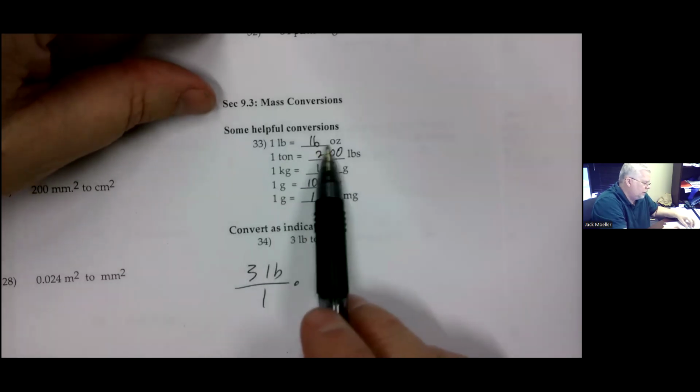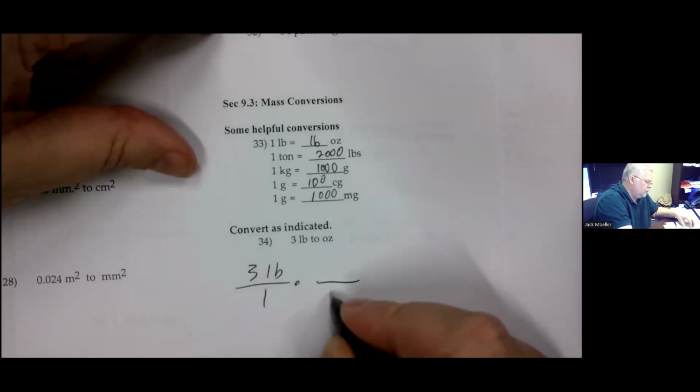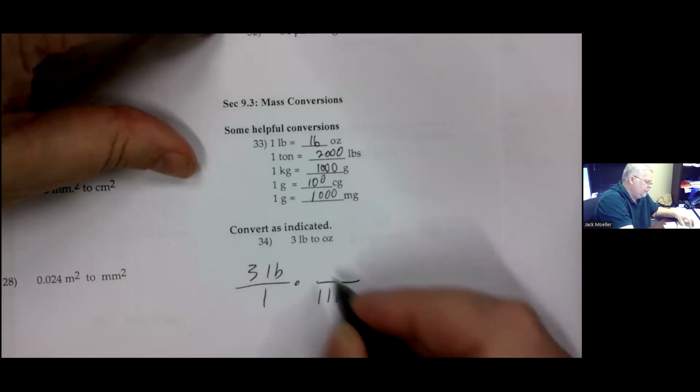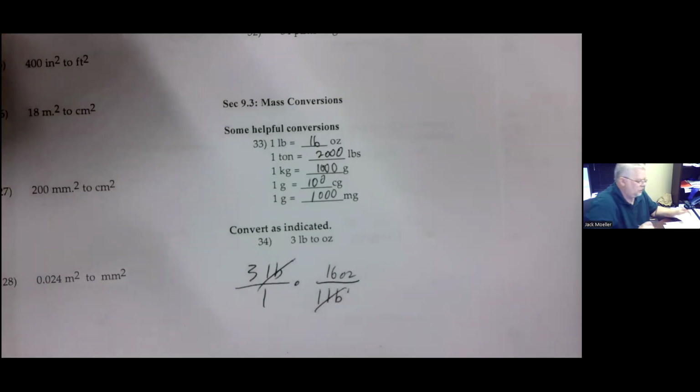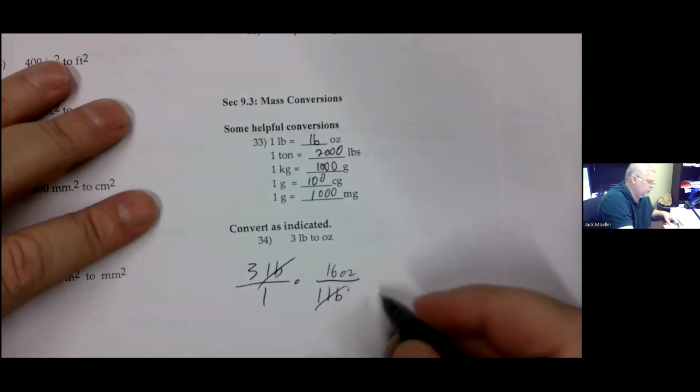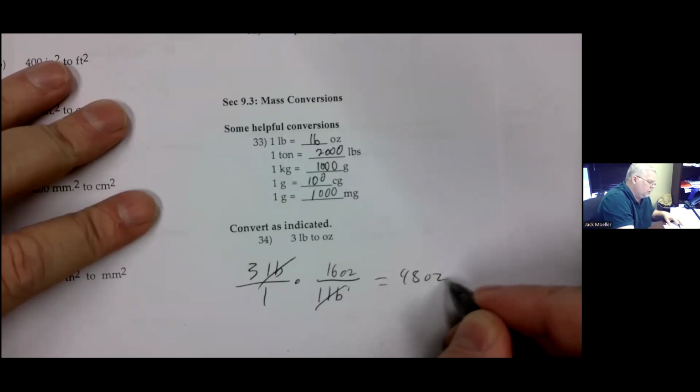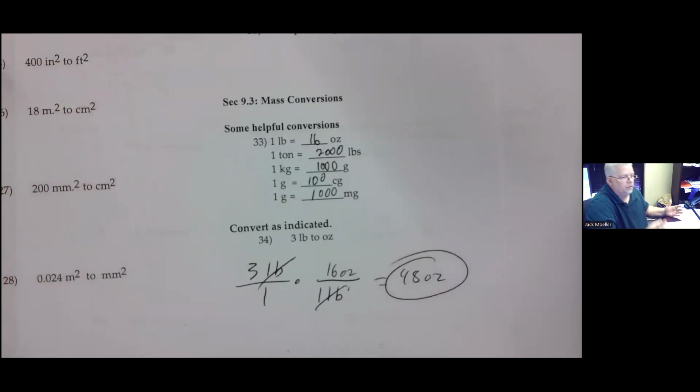Okay, so let's do some basic conversions, and then we'll get on to a variety of problems. So, 3 pounds to ounces. As always, we start with our starting unit over 1. What do we know about pounds and ounces? Well, 1 pound is 16 ounces. So the 1 pound needs to go on the bottom, 16 ounces on top. Pounds cancel, so now we're just doing a multiply problem. 3 times 16 is 48. So 3 pounds is 48 ounces.